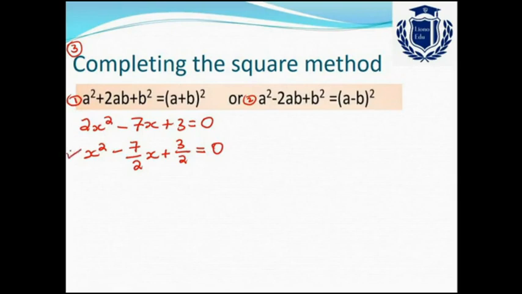In this resulting equation, you have to look at the coefficient of x. The coefficient of x is 7 by 2. You have to take the half of it, square it, add it to the equation, as well as subtract it. Let me show you. You have to take the half of the coefficient of x. When you take the half of the coefficient of x, that is 7 by 4. You want to square it, add it to the equation, as well as subtract it.